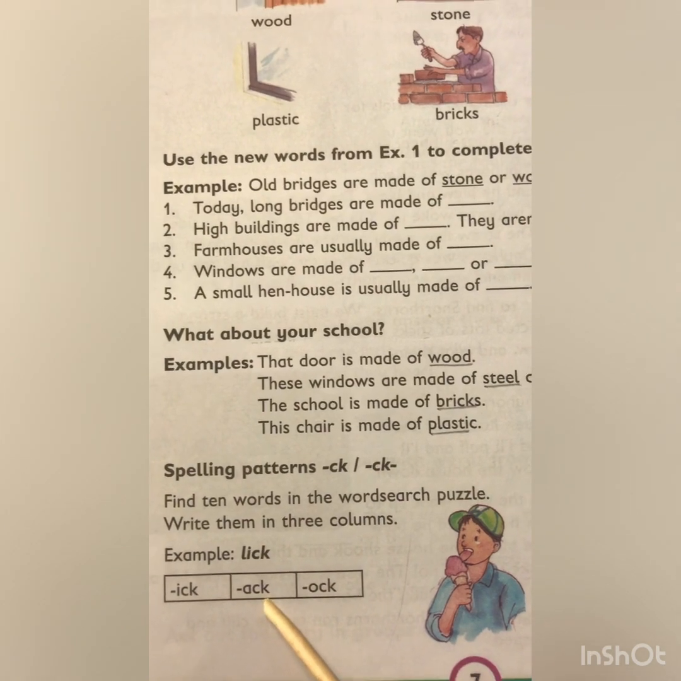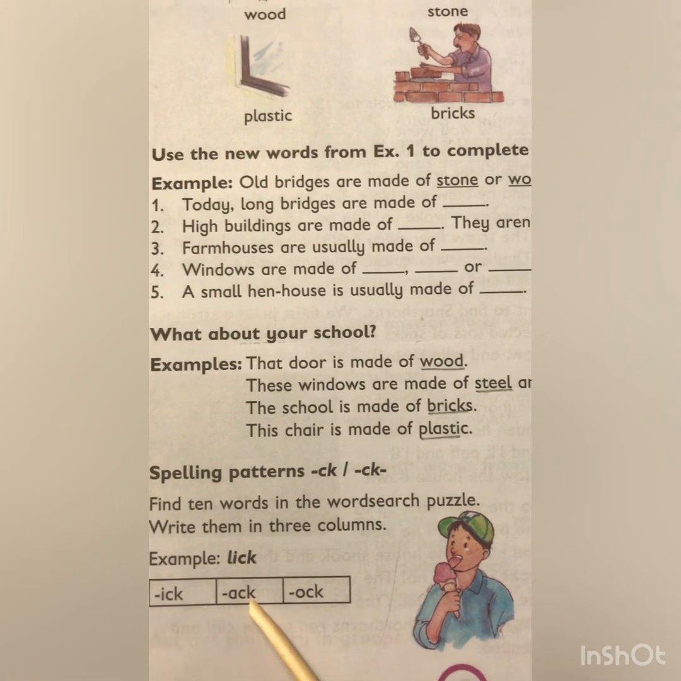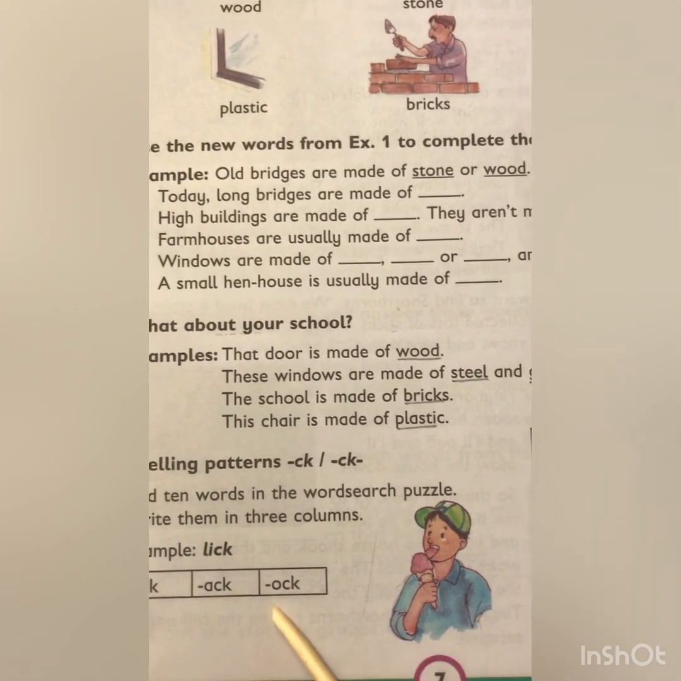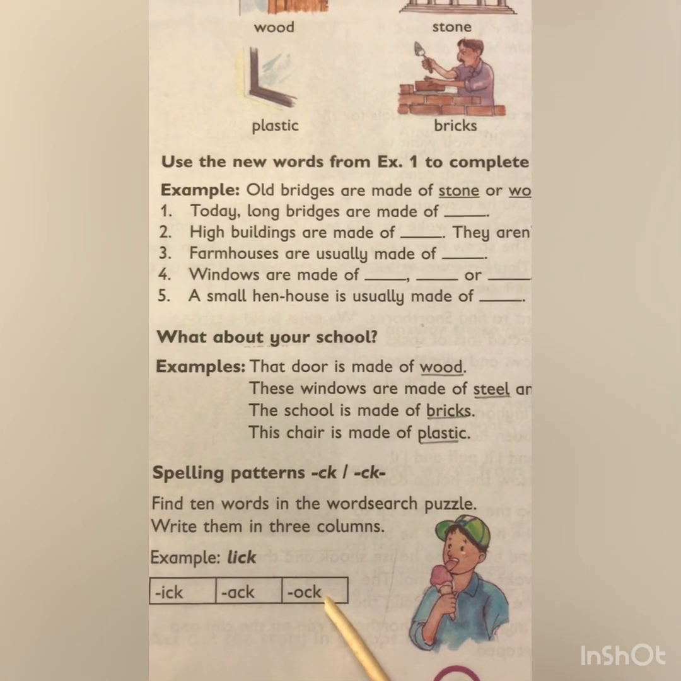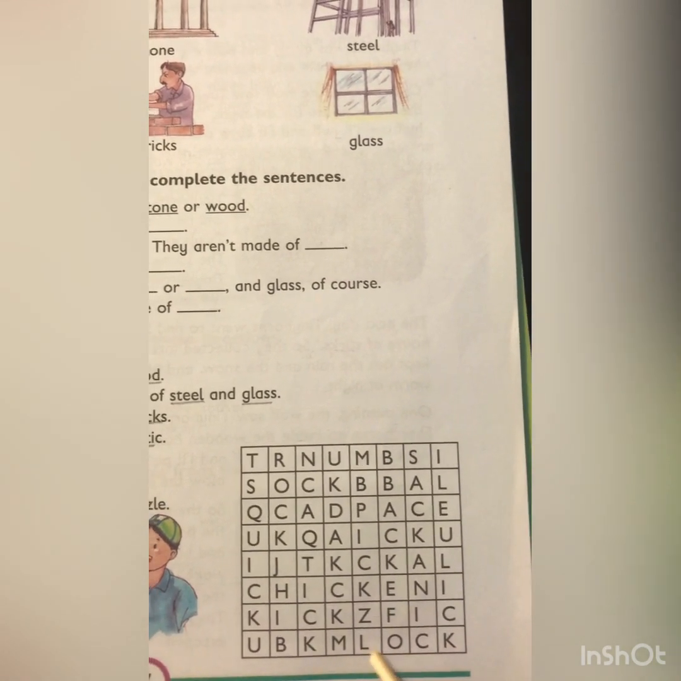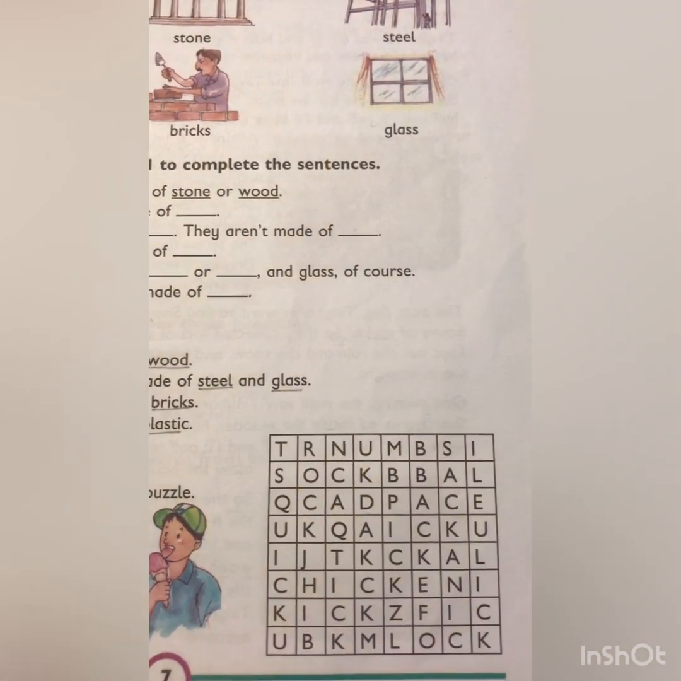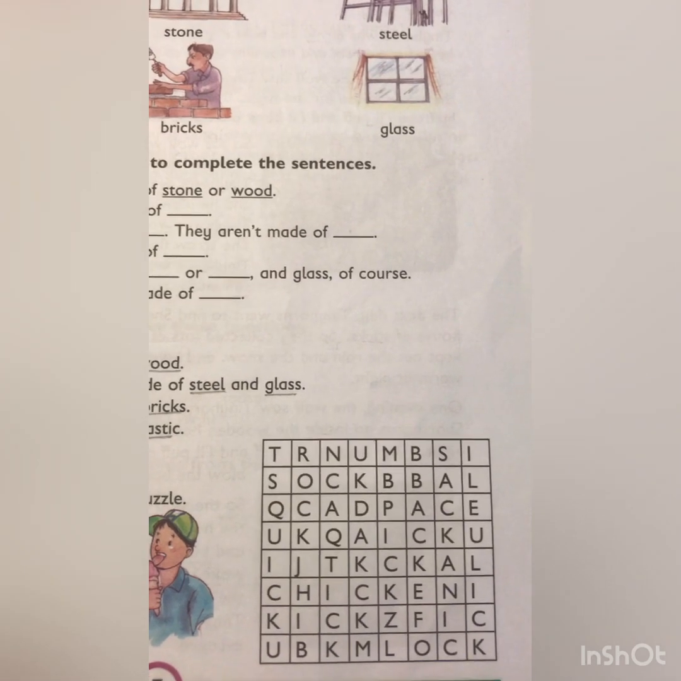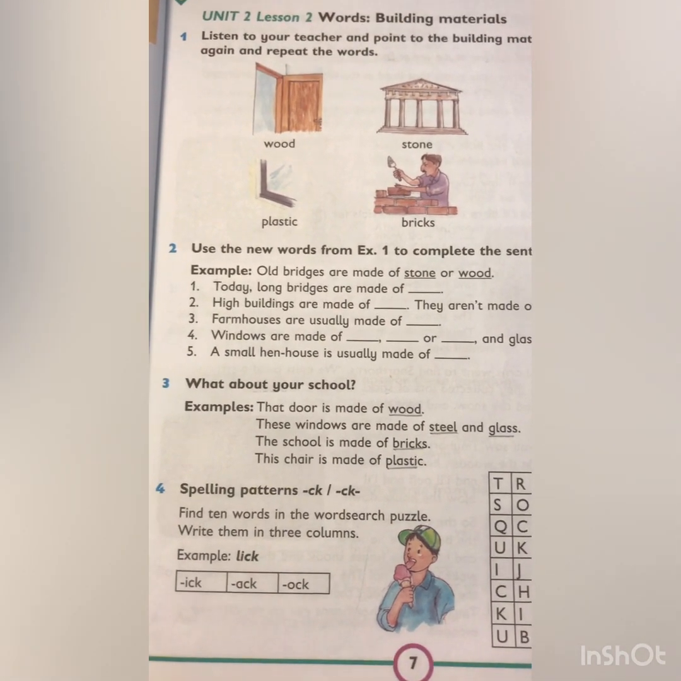Ack. Now, any vocabulary word? Excellent. Back, sack, rack. Now the third one. Ock, lock. Again, when I looked at the puzzle, I can see this word easily. Lock. L-O-C-K, lock. Now children, you have to find words of the spelling patterns we had already discussed from this puzzle. Now children, I am going to share answers of question number 2 and 4 with you.